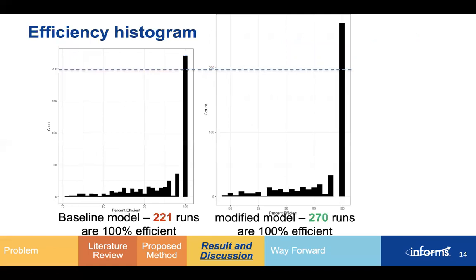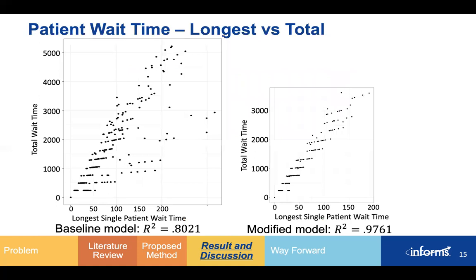If we plot the efficiency histogram of the baseline network model and the modified model, which is the one with changed topology, then the horizontal axis represents the efficiency of the network. The higher, the better. And the vertical axis represents the count of the 500 runs. In the baseline model, which is on the left, 221 out of 500 runs are with 100% efficiency. And in the modified model, which is on the right, there are 270 runs with 100% efficiency. So we improve the efficiency by adding the edge.